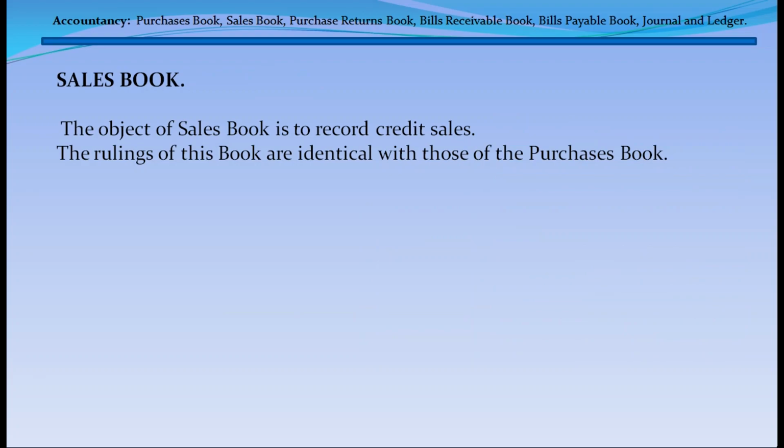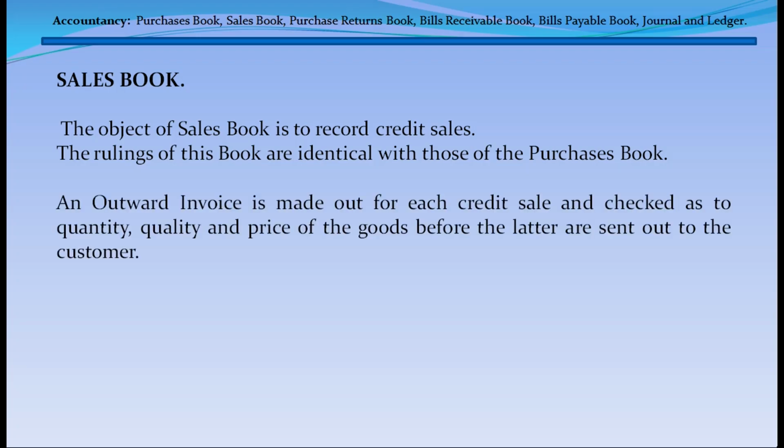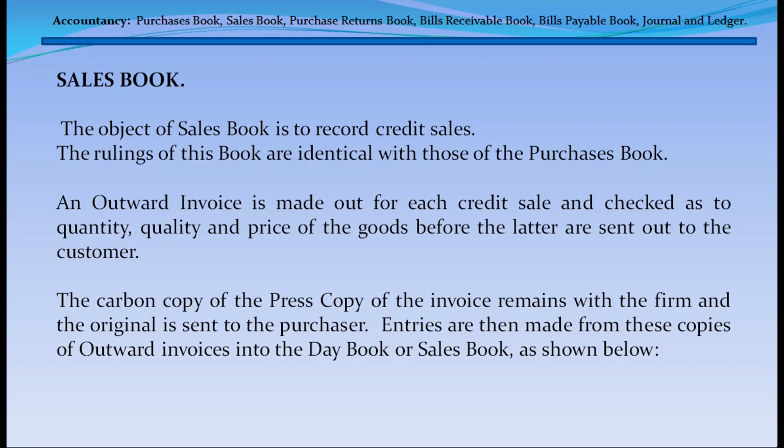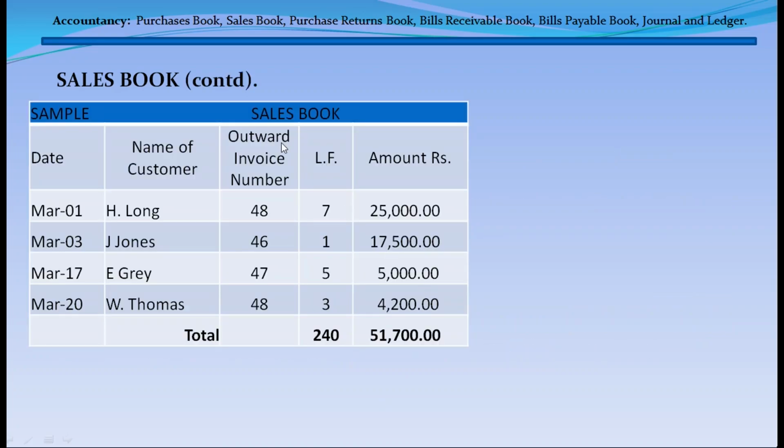Sales book. The object of sales book is to record credit sales. The rulings of this book are identical with those of the purchases book. An outward invoice is made out for each credit sale and checked as to quantity, quality and price of the goods before the latter are sent out to the customer. The carbon copy of the press copy of the invoice remains with the firm and the original is sent to the purchaser. Entries are then made from these copies of outward invoices into the day book or sales book as shown below. Sample sales book.